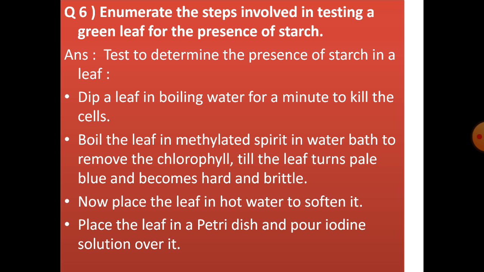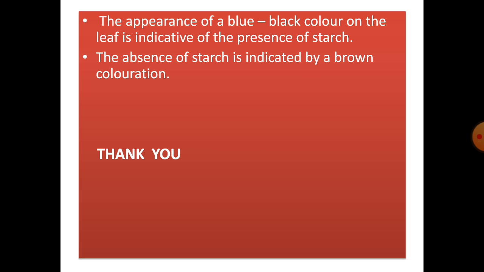Third point, now place the leaf in hot water to soften it. Next, place the leaf in a petri dish and pour iodine solution over it. Next, the appearance of a blue-black color on the leaf is indicative of the presence of starch. And last, the absence of starch is indicated by a brown coloration.